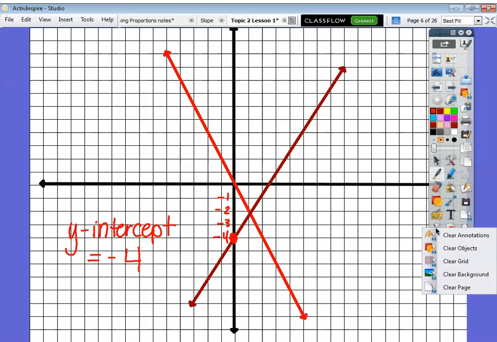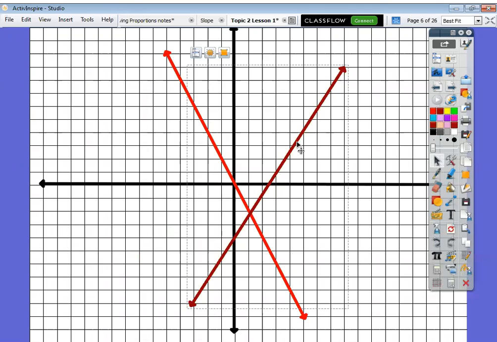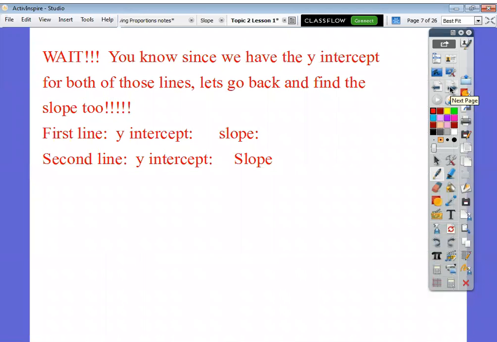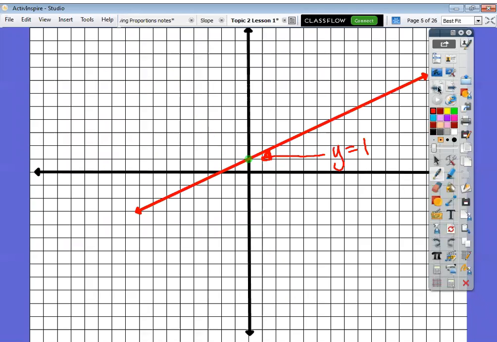All right. So let me get rid of this one because I don't want that one in there anymore. Okay. So ready? And this one was 0, right? The y-intercept was 0. Now, wait. You know, since we have the y-intercept for both of those lines, let's go back and find the slope too. So the first line, we found the y-intercept to be 1, and the second line, we found the y-intercept to be 0.